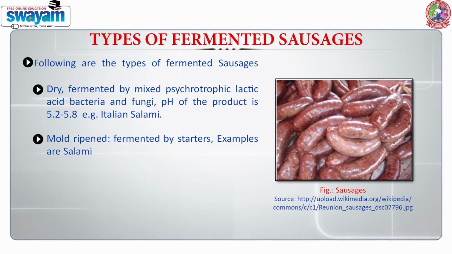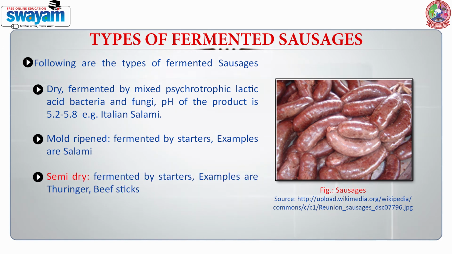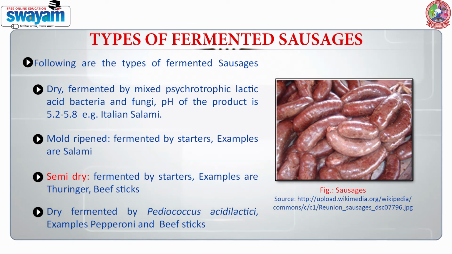The second category of sausages are mold ripened sausages, and these are fermented using starter cultures. Examples include salami. The third category of sausages are the semi-dry types, and these are formed by using a starter culture. Examples of the semi-dry forms are Thuringer and beef sticks, dry fermented by Pediococcus acidilactici. Examples are pepperoni and beef sticks.